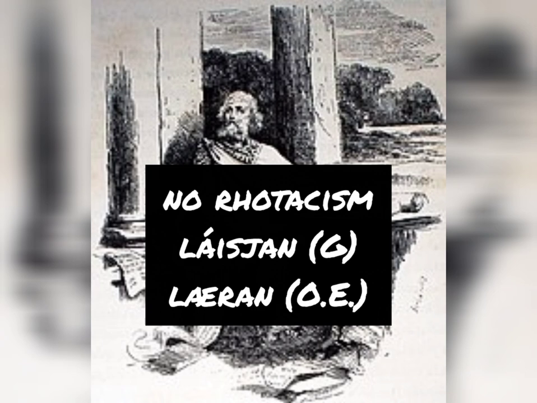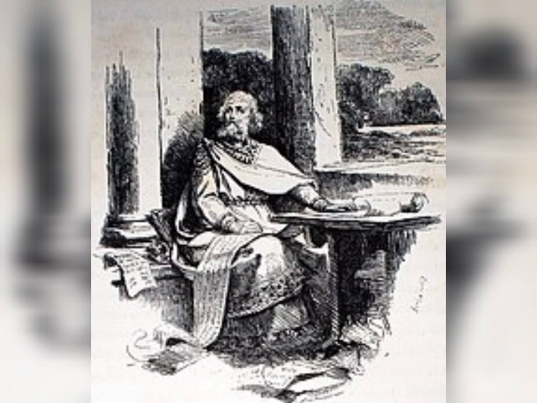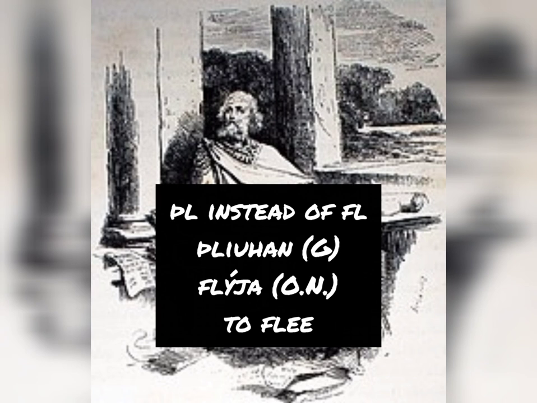Gothic displays the change of an initial proto-Germanic FL to a thorn L, so the th sound, which does not seem to occur in other Germanic languages. This seems to have happened in the environment of sounds such as h or q. So in Old Norse, for example, you would have something like flya, so with FL, but the same word in Gothic would be with thl.